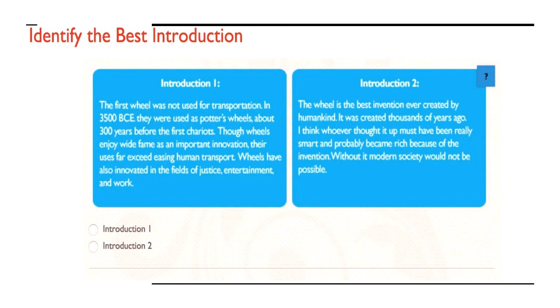Okay. So, thumbs up if it's Introduction 1, thumbs down if it's Introduction 2. Which one is better? Yes, I think that this one's a lot easier to understand. Okay, Introduction 2, as Colin was saying, is rambling and in first person. Introduction 1 has a clear hook, clear background information, and definitely a great thesis. Wheels have also innovated in the fields of justice, entertainment, and work. Good. That one's a lot easier.